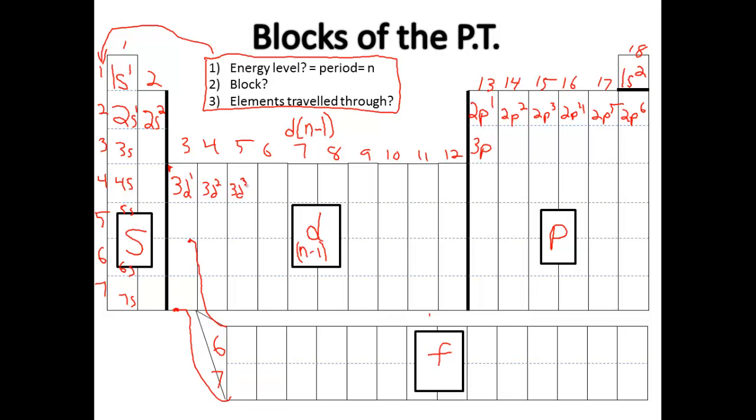3d3. Now remember, our next element, chromium, was one of those wildcard elements that we had from before, and instead of going 4s2, 3d4, it steals one, and so it changes and has instead the 4s1, 3d5.